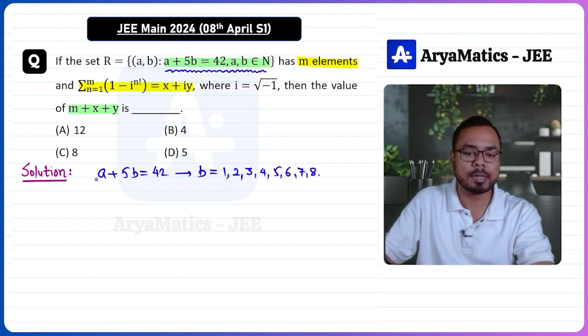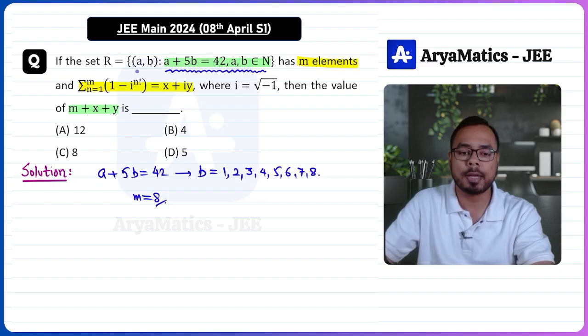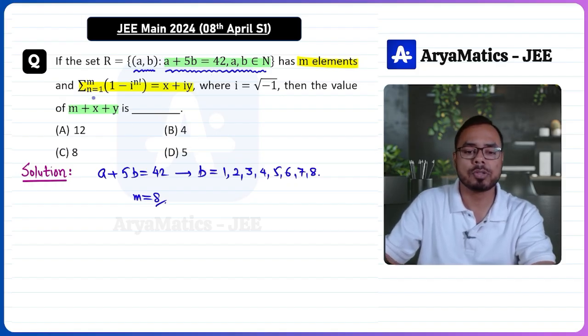And in each case, you'll get some ordered pair (a, b). So the value of m was the number of elements in this set. Therefore, you can say that m must be 8. Total there will be 8 elements, or 8 ordered pairs (a, b), where a and b are natural numbers and a plus 5b is 42. So m is 8. Now let us find the value of this sum.